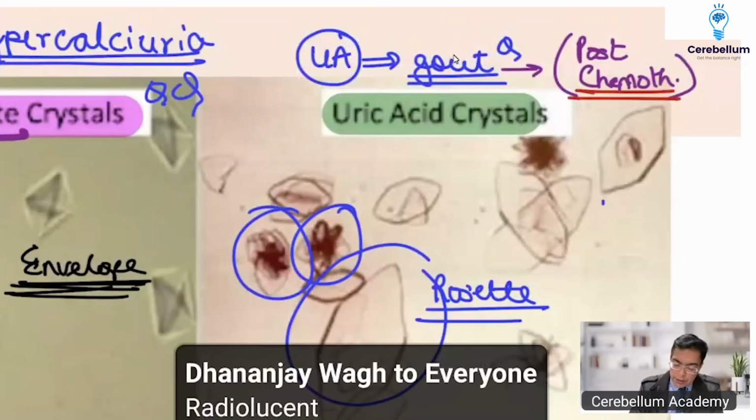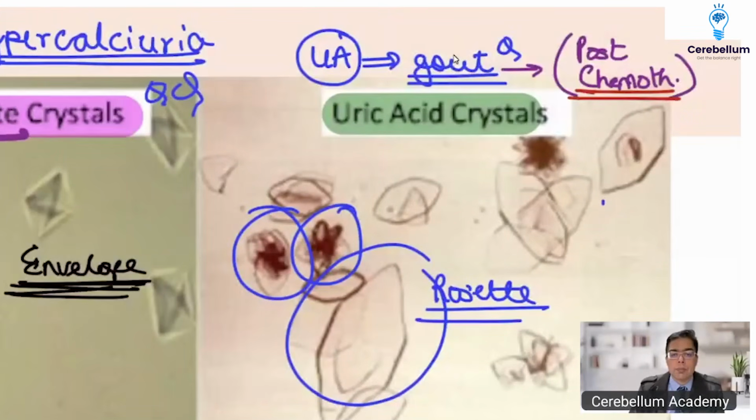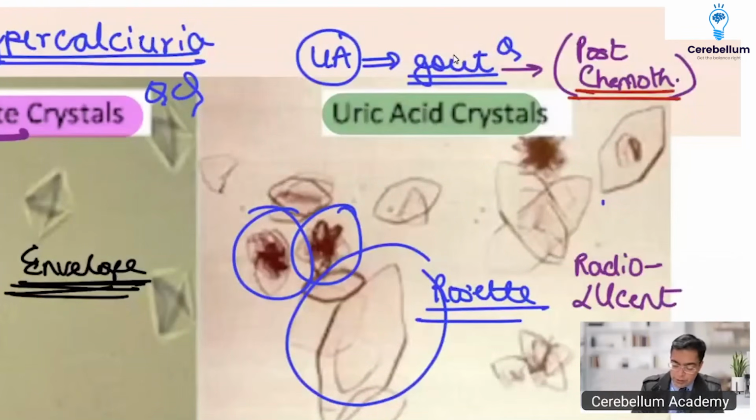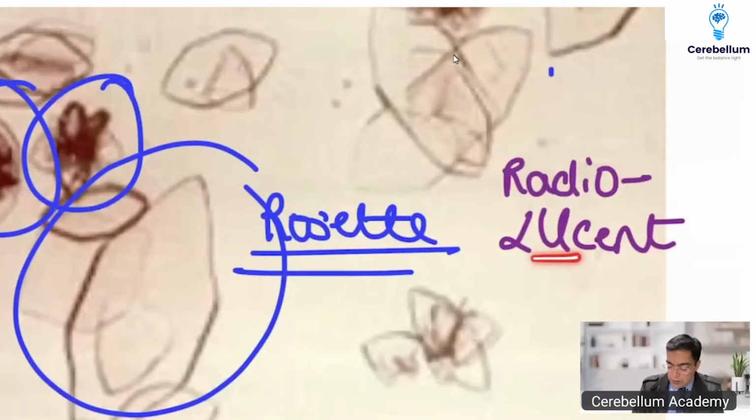The problem with this kind of stone that we talk about over here is the fact that these are stones which are not going to be picked up on X-ray of the KUB region. This stone is radiolucent. Uric acid stone is lucent in nature. That means it is not going to be picked up on the X-ray. Right? That's what you need to remember.